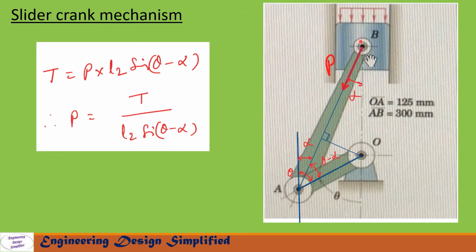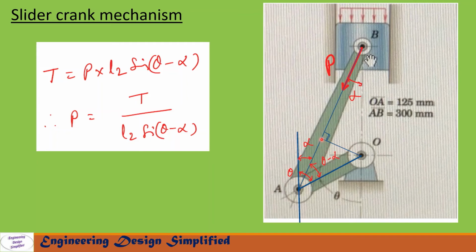In the problem it is given that there is a gas pressure on this piston that produces a force P along this link AB. So that is drawn here. P is acting along this, and the angle between the vertical and P is alpha. Now this angle is theta. If we draw a vertical line here, then the angle between this line and this line will also be theta. This angle is alpha, so the angle between this line and this line will also be alpha. From this geometry we can write the angle between these two lines as theta minus alpha.